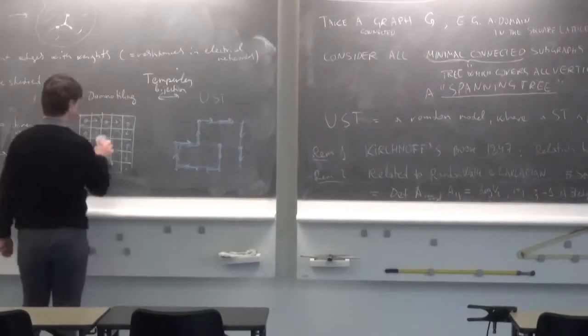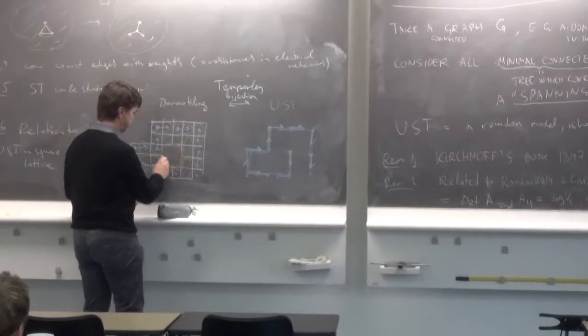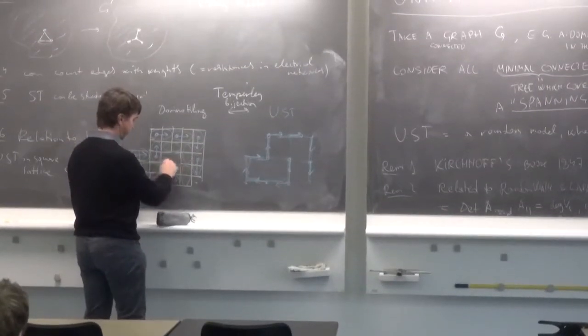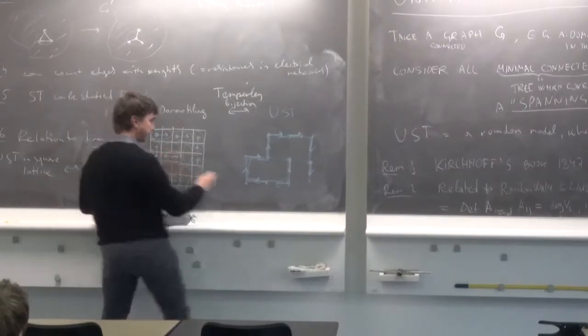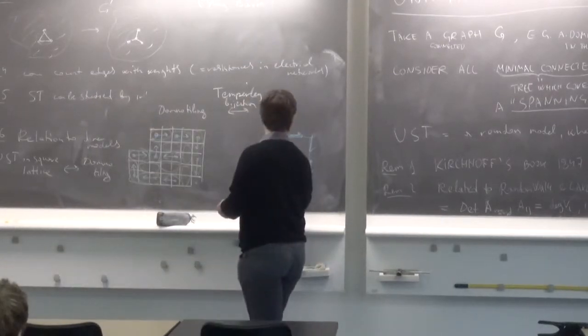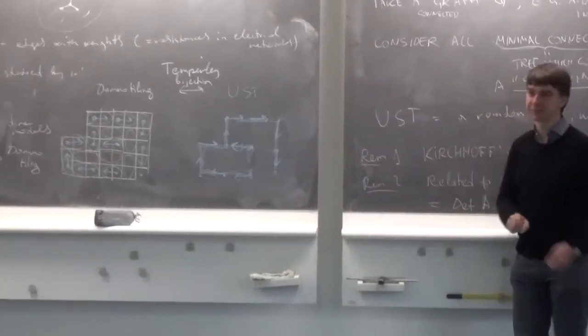Let me do something more interesting. Let me do, for example, this spanning tree, and we'll see how it changes. So in this case it's drawn here, and in this case it's drawn here, so you have a genuine tree with one branch.